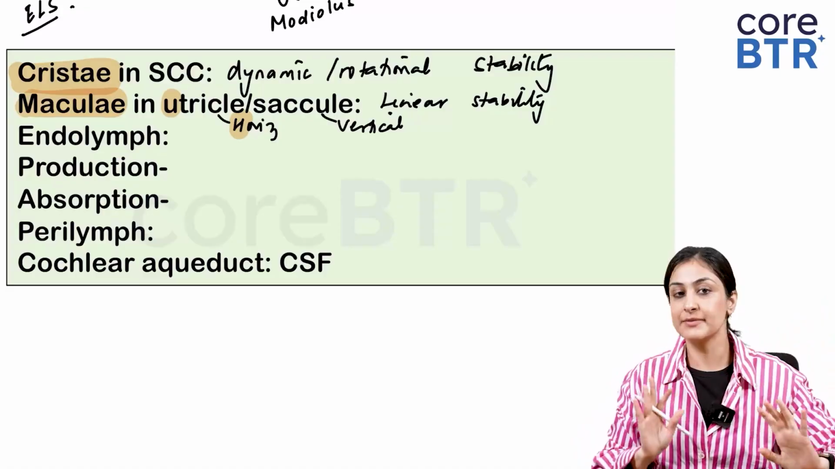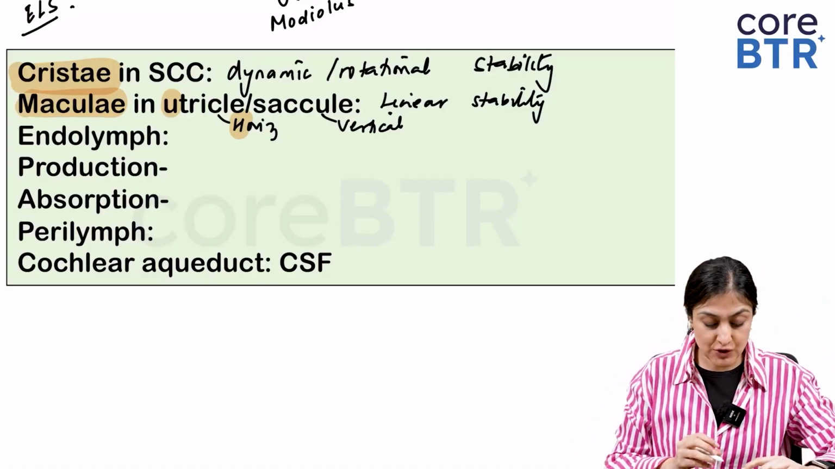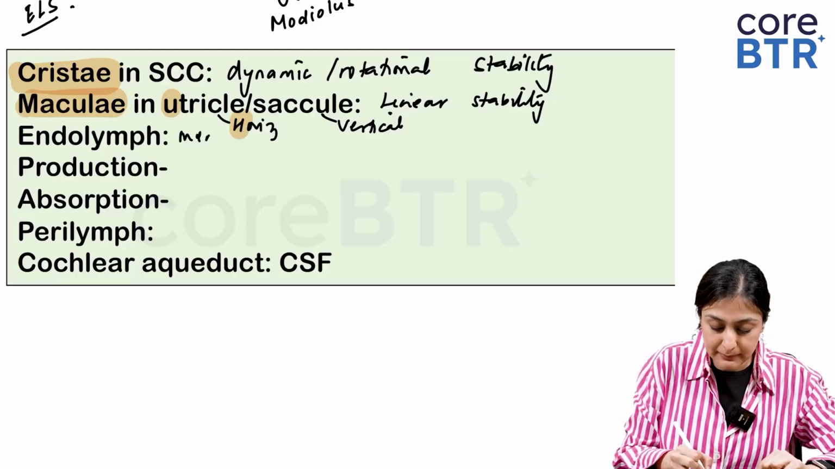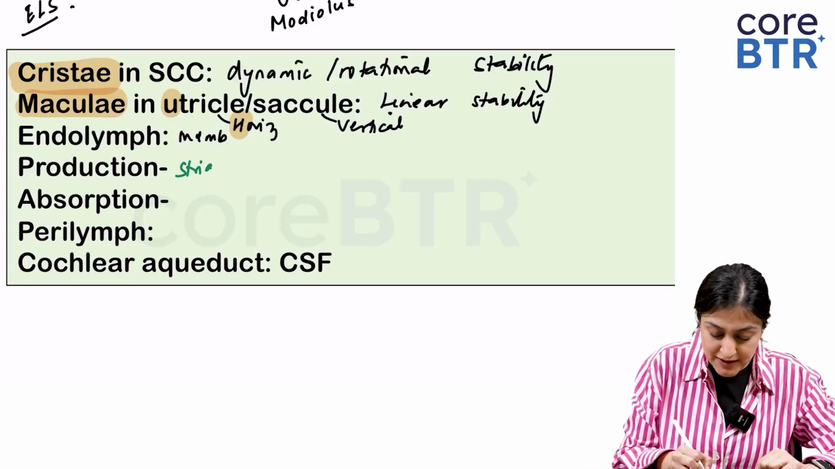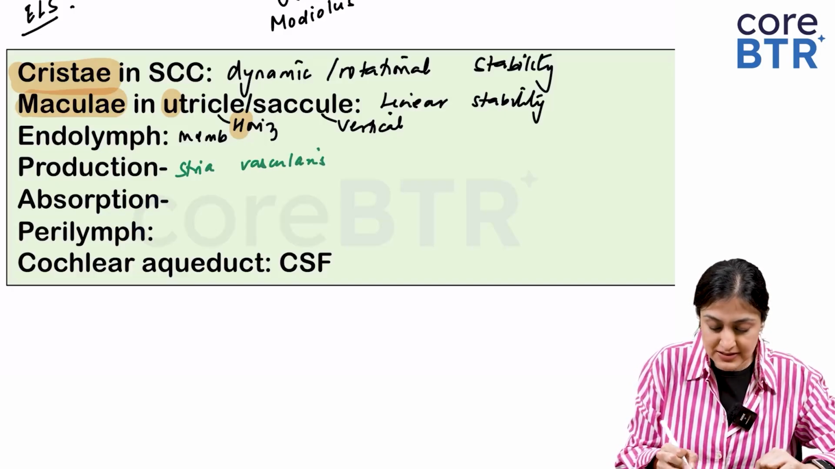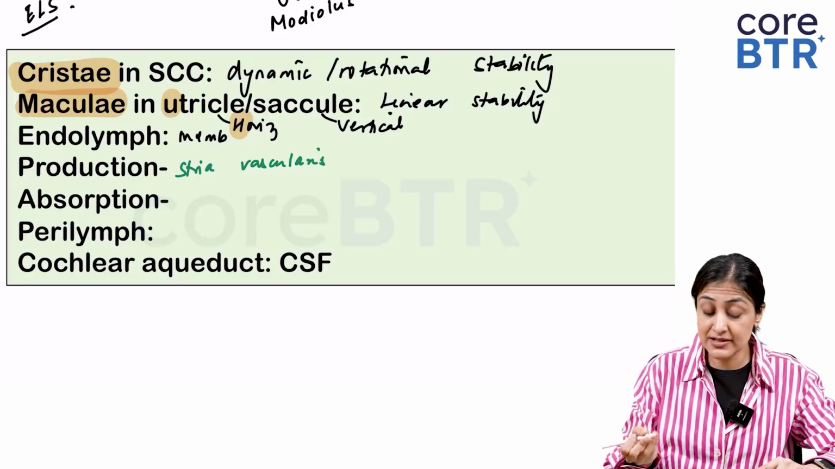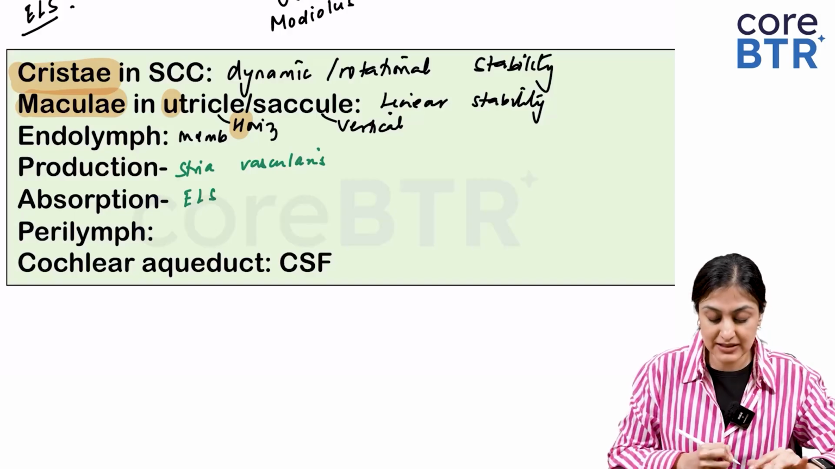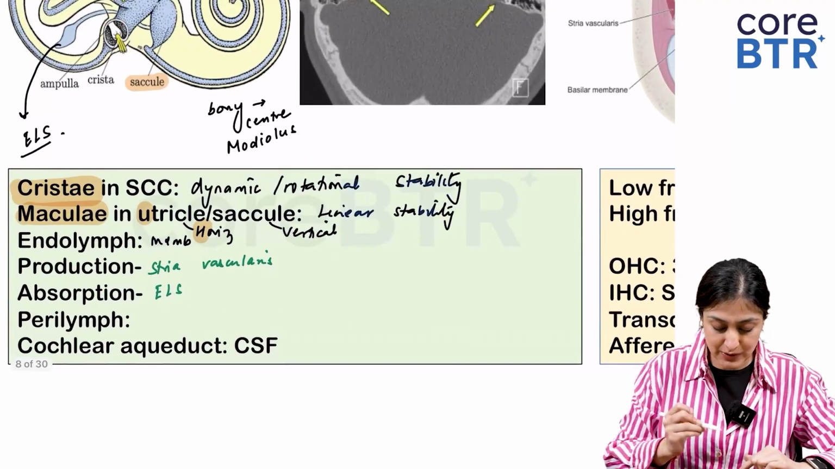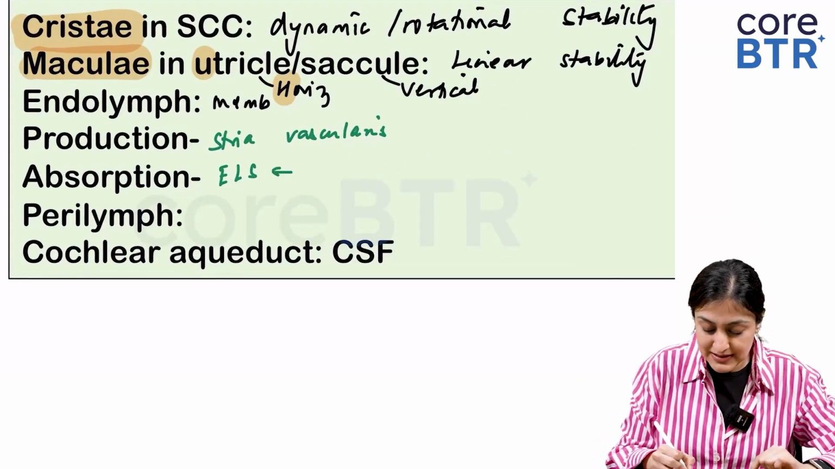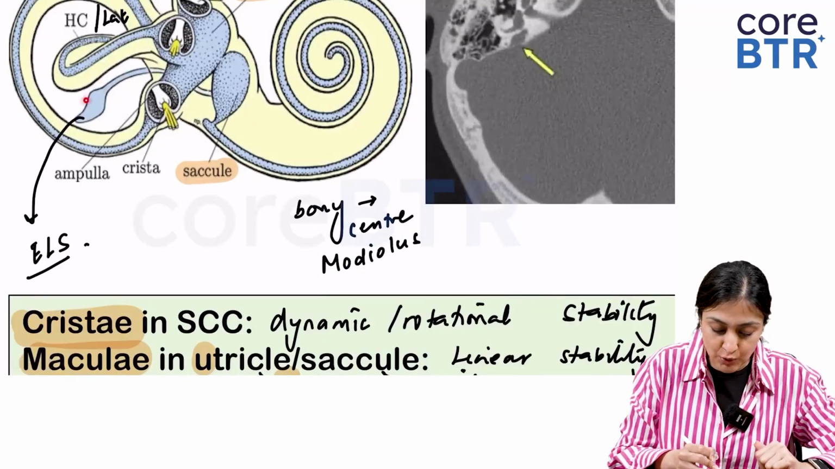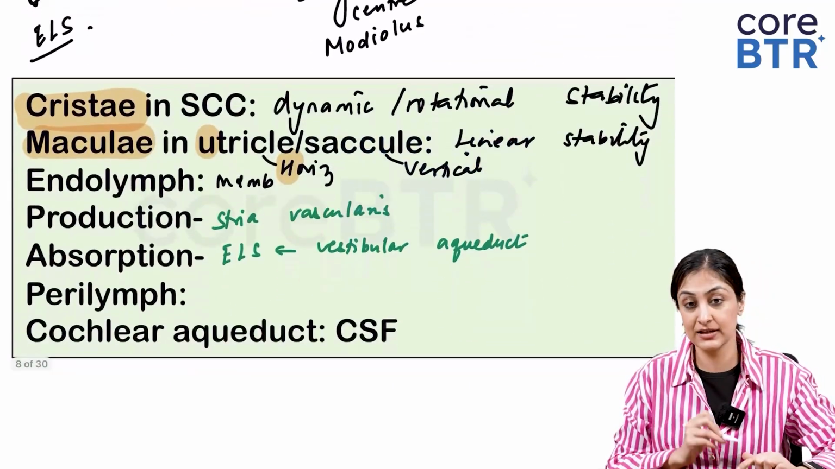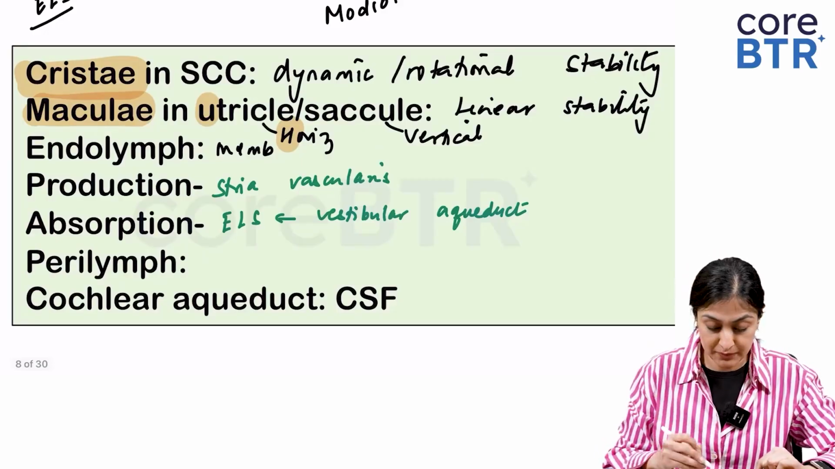So the vestibule and semicircular canals are done. Now let's talk about the fluid. Endolymph circulates in the membranous labyrinth. Where is it produced? Very important: it is produced by the stria vascularis, a capillary fold which makes this. And where is the absorption? It circulates to the endolymphatic sac, which is the drainage of the vestibular aqueduct. Aqueduct means passage. So this is the vestibular aqueduct, and it opens up into the endolymphatic sac.